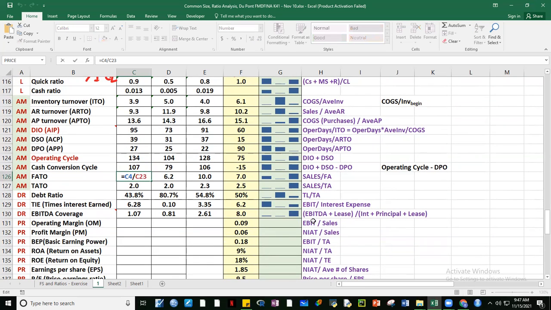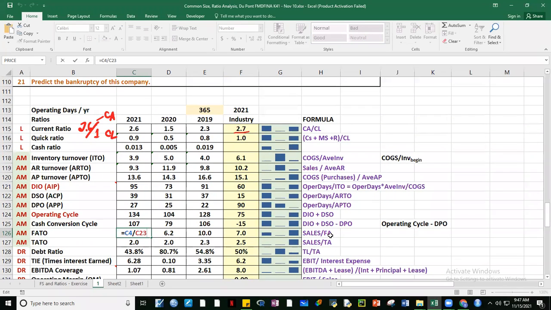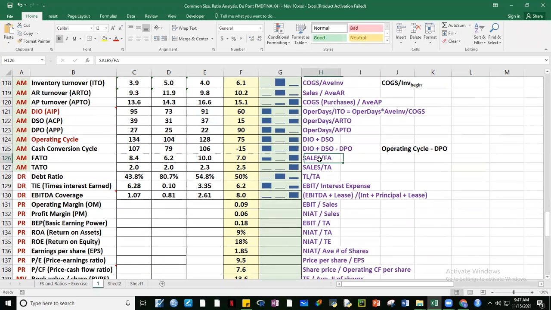FATO is simply, ang formula natin dyan is sales over fixed assets, and then your TATO is your sales over total assets. Okay? Kindly check, baka guys may nagkamali ang formula dito kasi nabigay ko yata sa inyong file, parang net income yata to no? Mali yun, no? It should be sales.